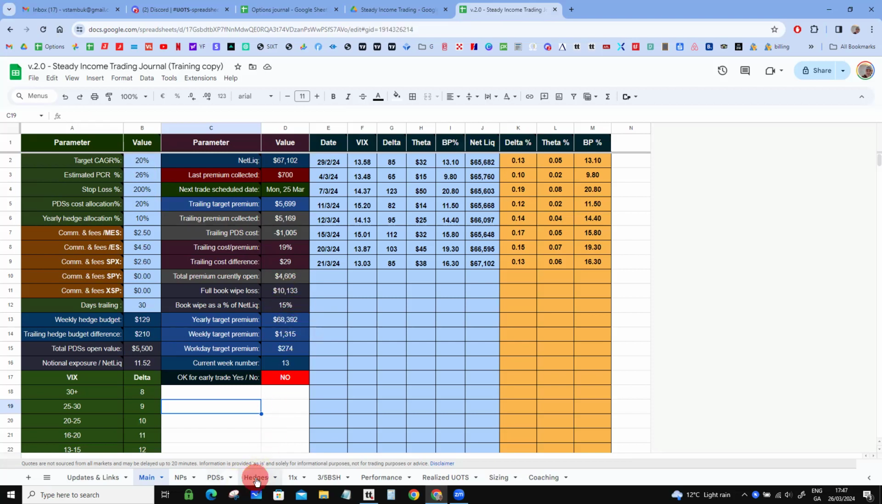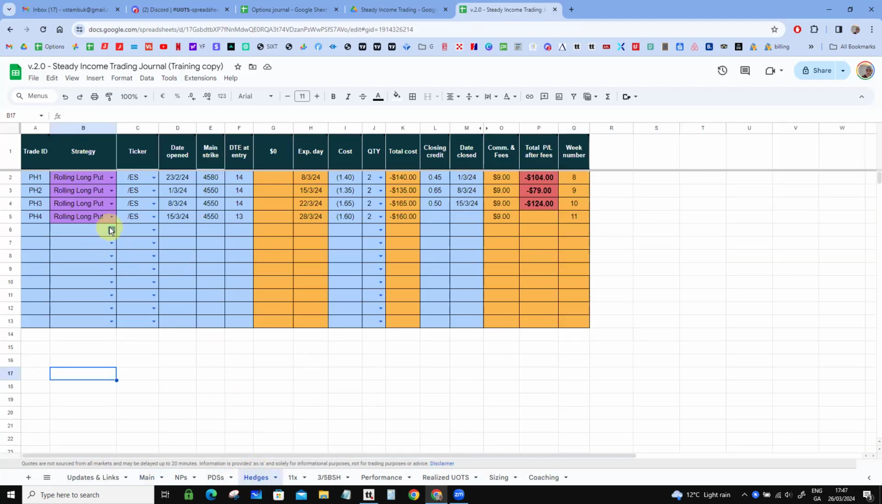But what I wanted to point out is that these hedges are here to allow us to get out of the market in time and close our positions and not experience huge losses. We have several different options here, but the main one is the rolling long put, and we have a specific put that we do for that. We do a 14-day ES for those that trade futures, and then SPX for those in the portfolio margin.